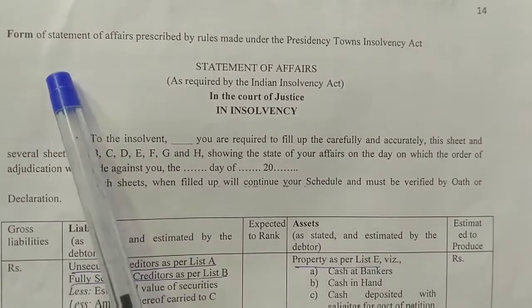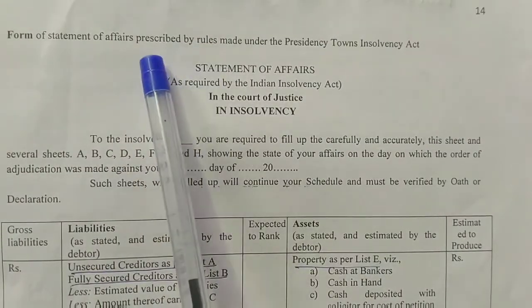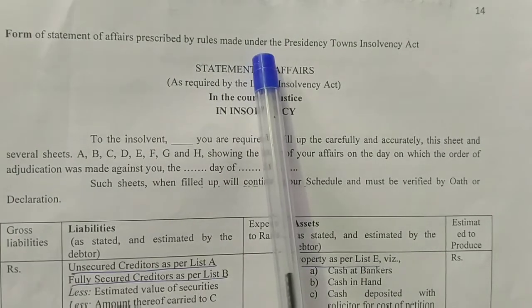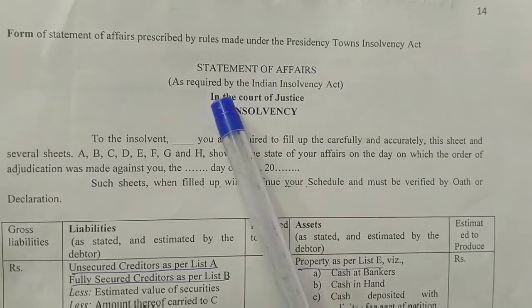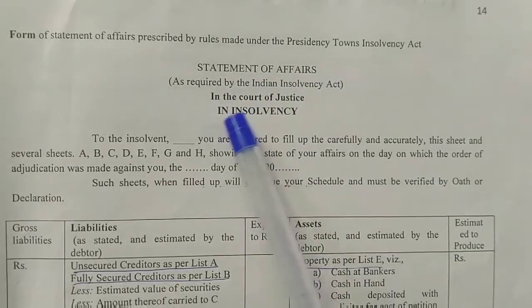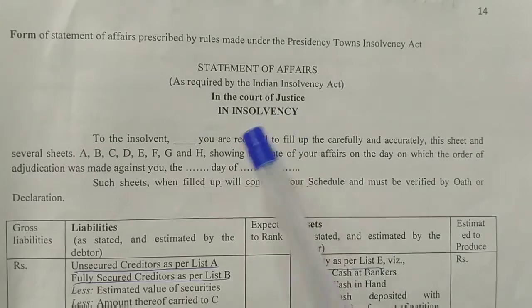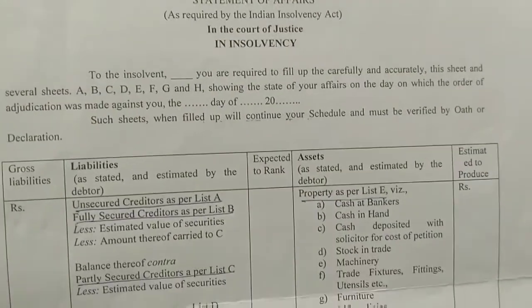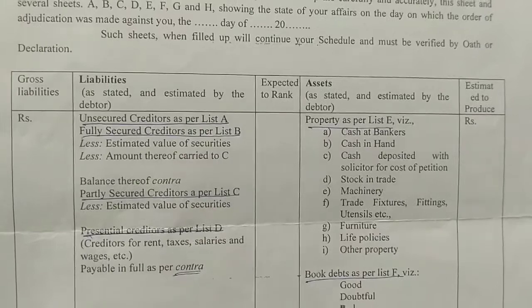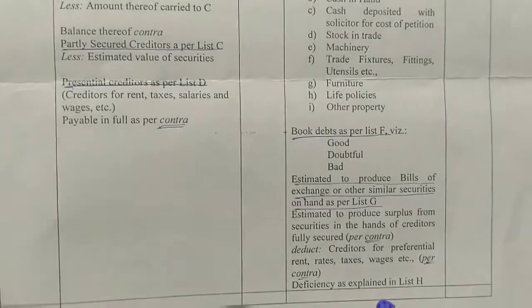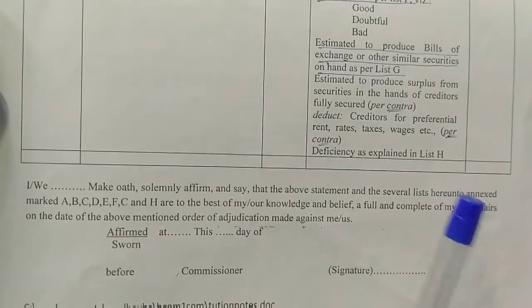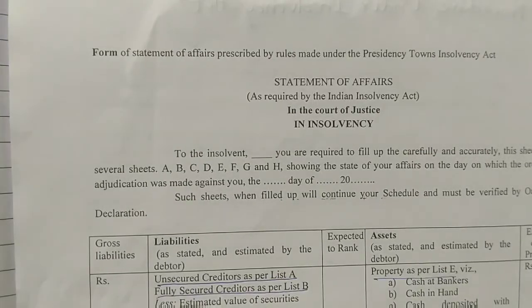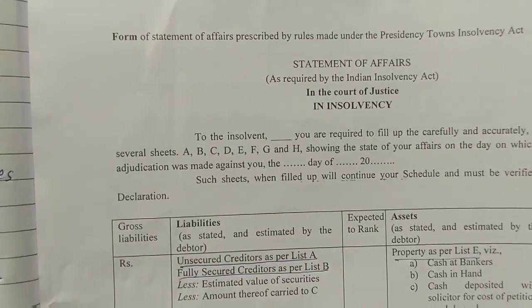The general format of the statement of affairs is prescribed by the rules made under the Presidency Towns Insolvency Act, the statement of affairs format as required by the Indian Insolvency Act. In the Court of Justice Insolvency, this is a general format. Now let's see one by one the liabilities side and asset side.